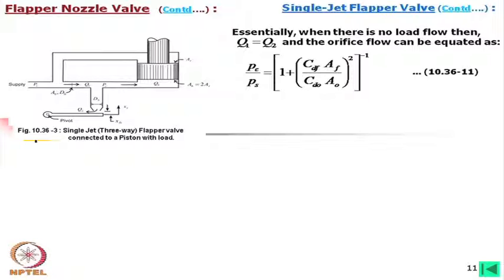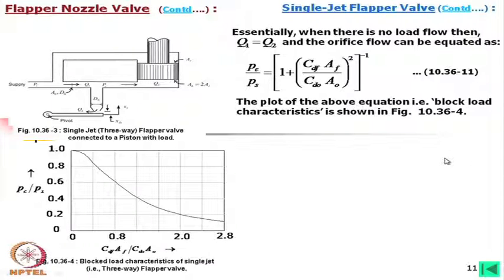Essentially, when there is no load flow, then Q1 is equal to Q2. Or in other words, if this is not moving, that means we want that it should not move, but still this is open, then all the oil coming in should go out. In that condition, Q1 is equal to Q2, and PC by PS, if we write it that way, will be expressed in this form. The plot of the above equation is called the block load characteristic. This can be presented in this form.